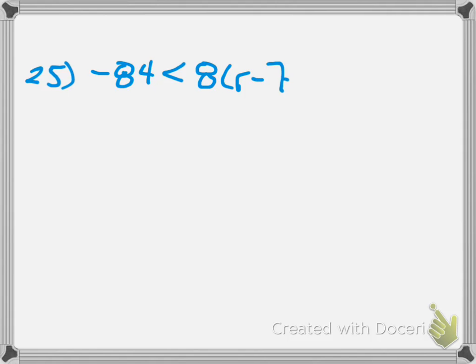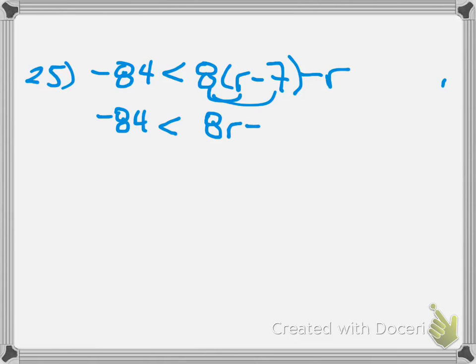Number 25. Negative 84 is less than or equal to 8 parentheses r minus 7 minus r. Okay, so I'm going to distribute because I see parentheses. That would give me 8r minus 56. Now you got to see, are there like terms to combine? So after you distribute, check to see if there are like terms to combine. And there are. 8r minus 1r is a 7r.